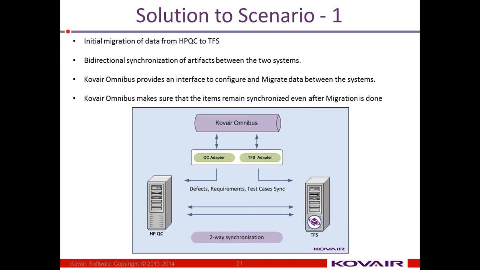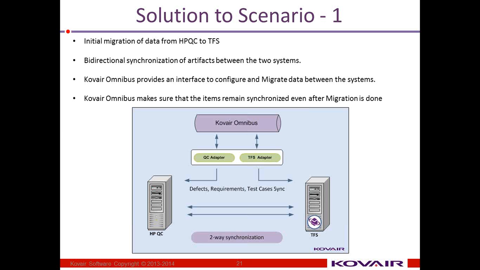Kovair Omnibus is based on an enterprise service bus architecture that requires only one connector per tool, thereby making the integration environment readily scalable. It is capable of integrating tools irrespective of their vendors and platforms. You can create adapters using the available open APIs, and the integration rules, unlike point-to-point integrations, are not hard-coded, and they are open for you to define your own business logic.